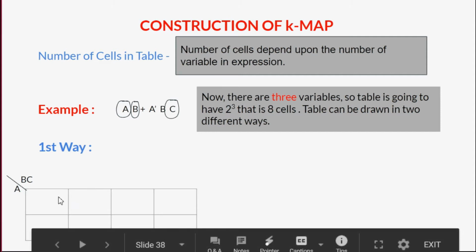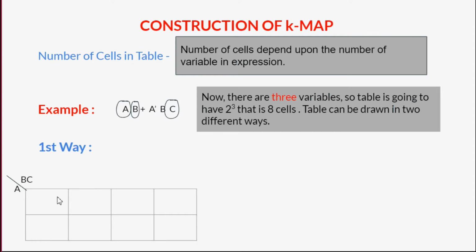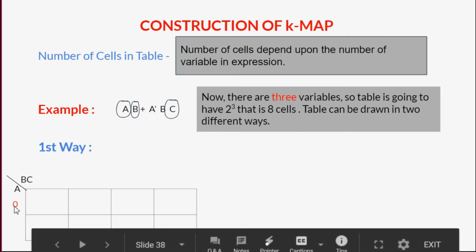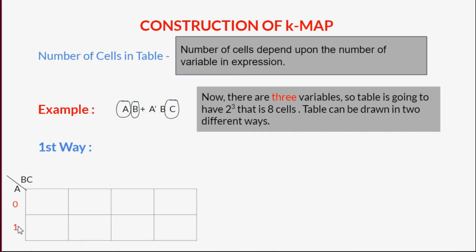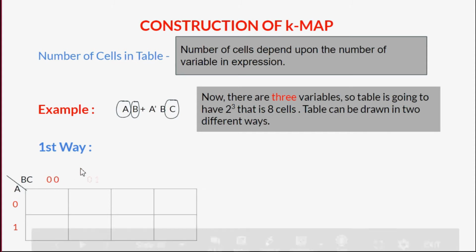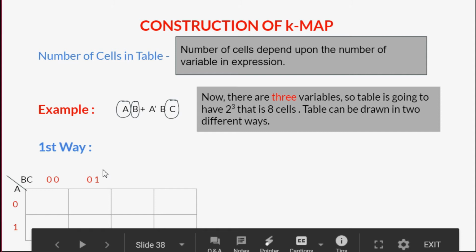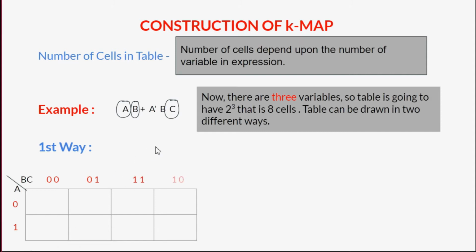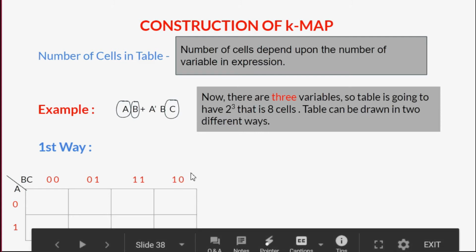What are the possible inputs that we can give? A can have either the value 0 or the value 1. Now what values can BC have? Both B and C could be 0, 0. There is a possibility that B is 0 but C is 1. There is a possibility that both are 1. There is a possibility that B is 1 but C is 0. These are the possible combinations.